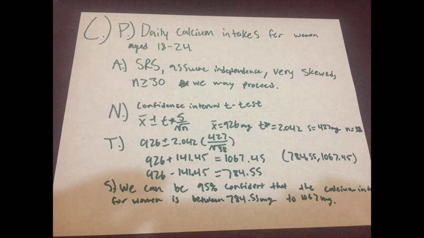926 plus 141.45 and 926 minus 141.45, and that equaled 1067.45 and 784.55. So we can be 95% confident that the calcium intake for women is between 784.55 milligrams to 1067 milligrams.